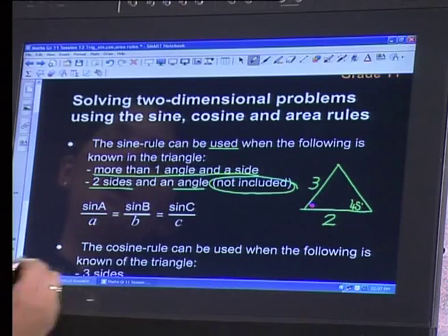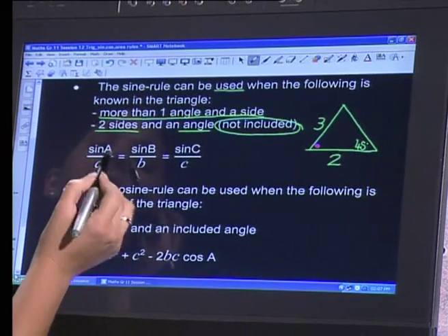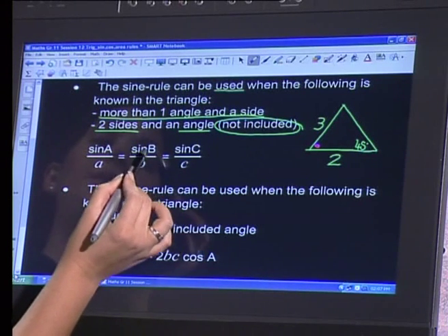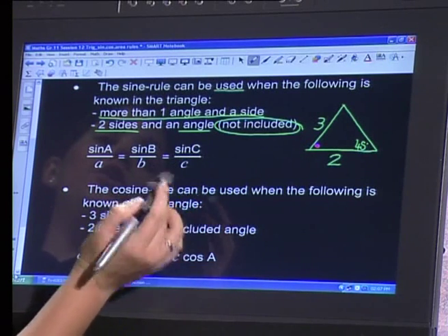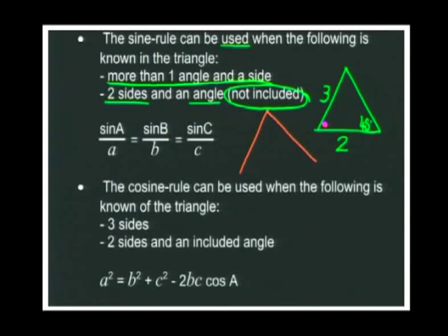Let's just have a look at our formula, which is sine A over a is equal to sine B over b, which is equal to sine C over c. And I'm just going to choose a different color so that we can have a look here. I want to draw another triangle here for us. And I'm going to label that A, B, and C.